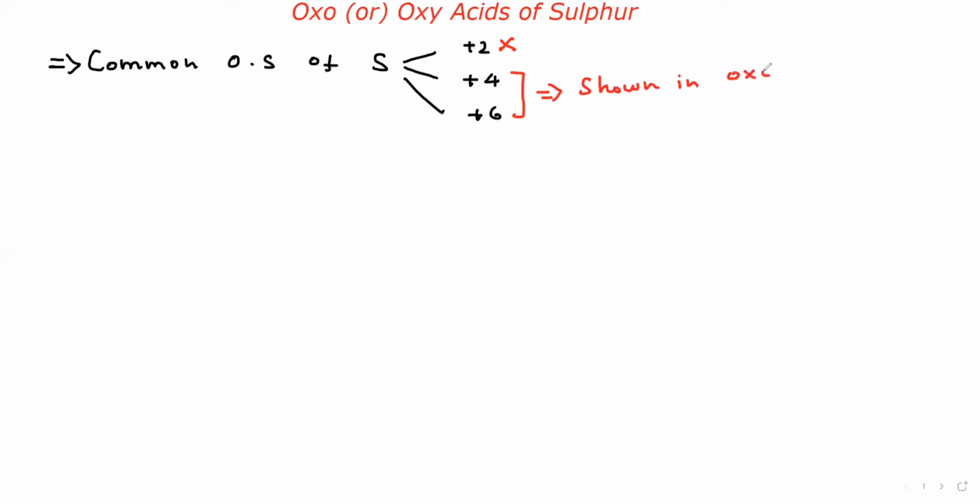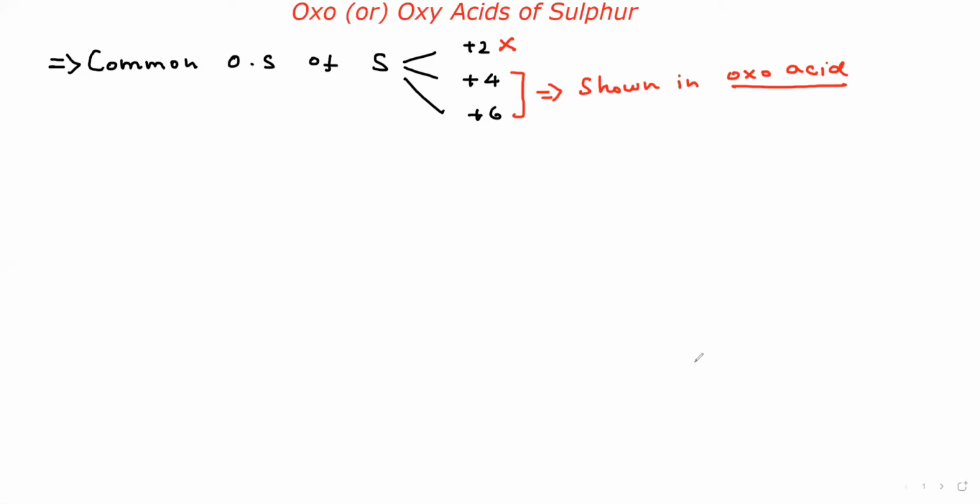In the oxoacids, as I discussed in the previous video on the oxyacids of phosphorus, the same principle applies, like pyro phosphoric acid. The same case we are going to apply here. If you saw the last video, this class will be very easy for you. The +4 and +6 states are generally shown by oxoacids, and +2 is never shown in an oxoacid.